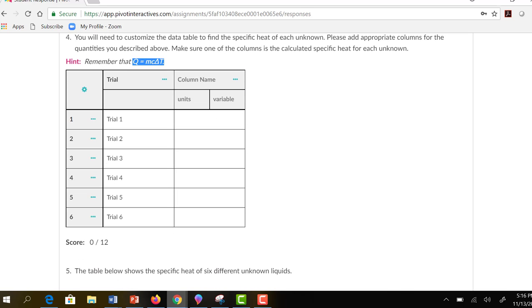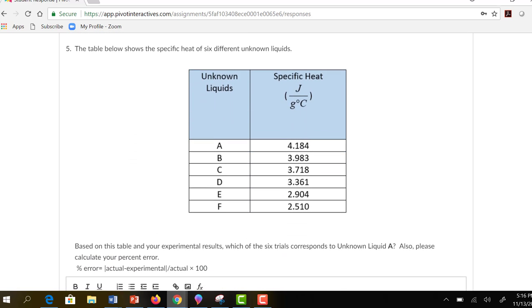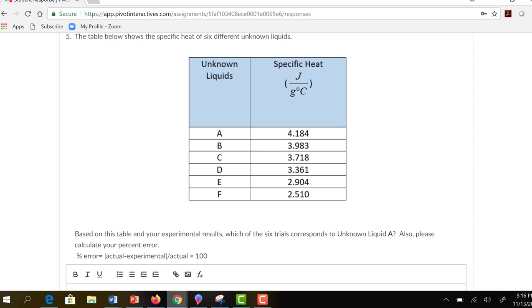Okay, so make sure you go through, make a nice data table, and then once you get the specific heats, you want to figure out which one of these is unknown A. So unknown A has a specific heat of 4.184. So you calculated specific heats for 6 trials. Which one of your 6 do you think is 4.184? And remember, you're assuming that all the heat is going into the liquid, and it's not. So will the specific heat that you calculate be more or less than you think it will be? You'll have to think about that. Think about the actual equation that you have.